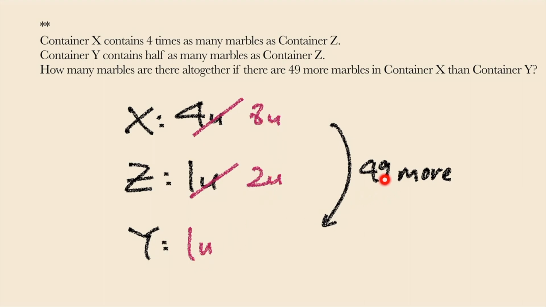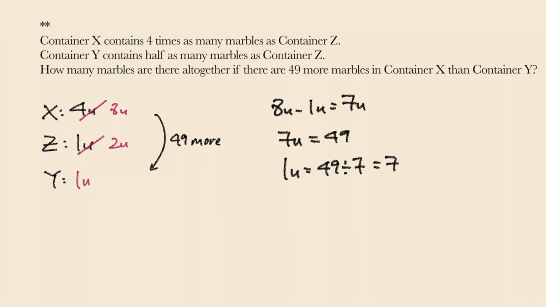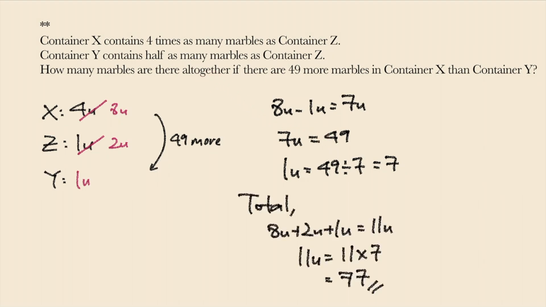And the difference between 8 and 1 is 49, so we are told. Okay, so we can form an equation. 7 units is therefore equal to 49. Okay, how many marbles are there all together? We're interested in all the units, so that's 8, 2, and 1, that's 11 units. Since 1 unit is 7, that's 11 times 7, getting us 77.